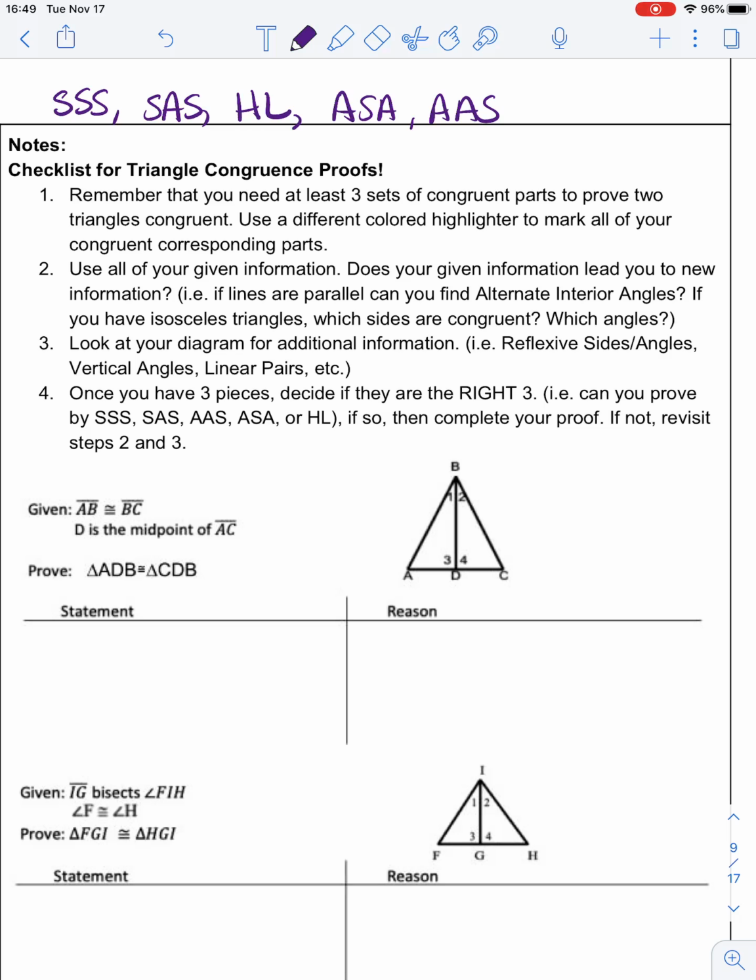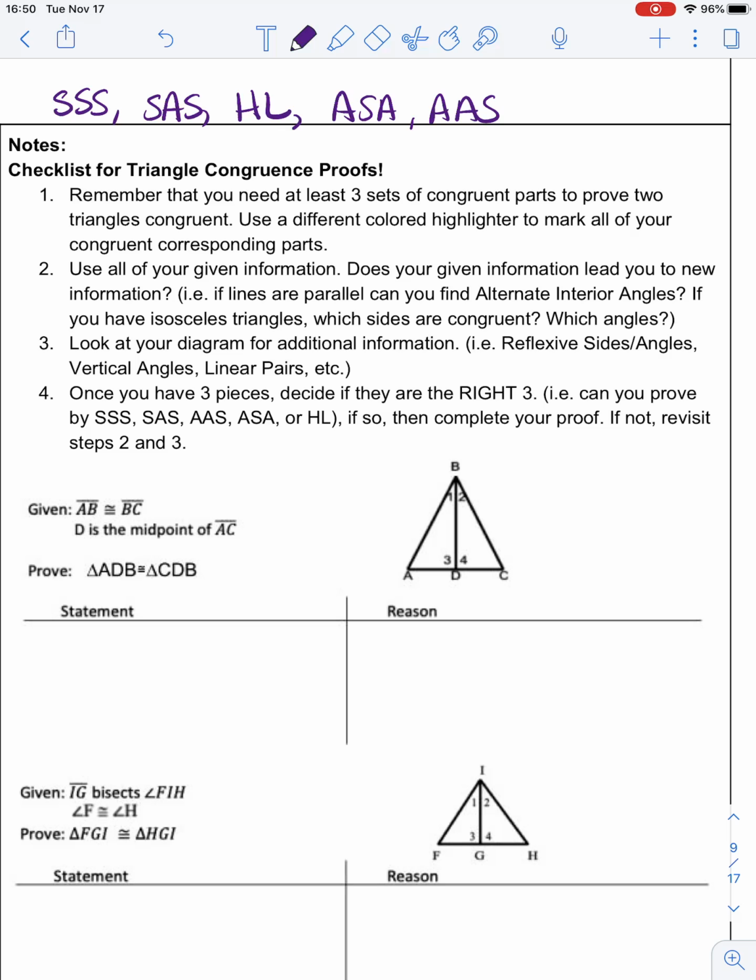This is a checklist. These are not steps. It's not step 1, step 2. When you are proving triangles are congruent, remember that you need 3 pieces, right? You need sides congruent and you need angles congruent. I recommend that you use a highlighter or an expo marker on your computer screen so that you can mark the parts. It just makes it so much easier to keep up with the pieces that you have.